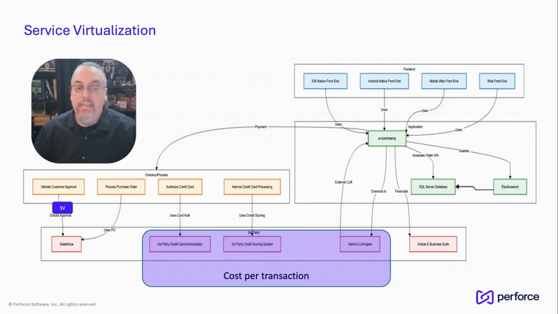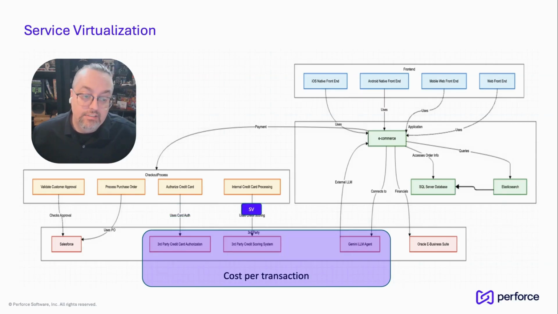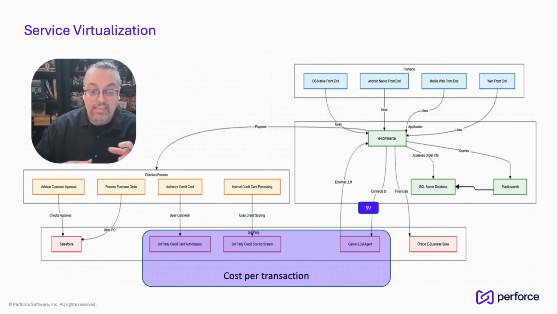Or I could potentially put it here because all I really need to virtualize is Salesforce. Or I could put it here because all I need to virtualize is that credit card authorization, or here, because I need to virtualize a FICO, or more importantly, and in today's world, the LLM agent, virtualizing that. We had a customer that we were working with that over 6 months, by virtualizing their LLM agent, they saved over $1 million in token utilization. Think about that in 6 months.